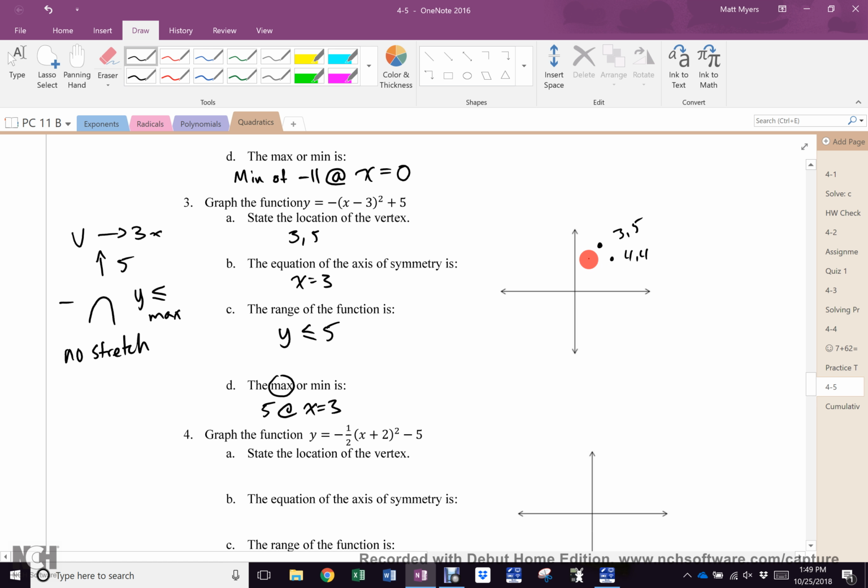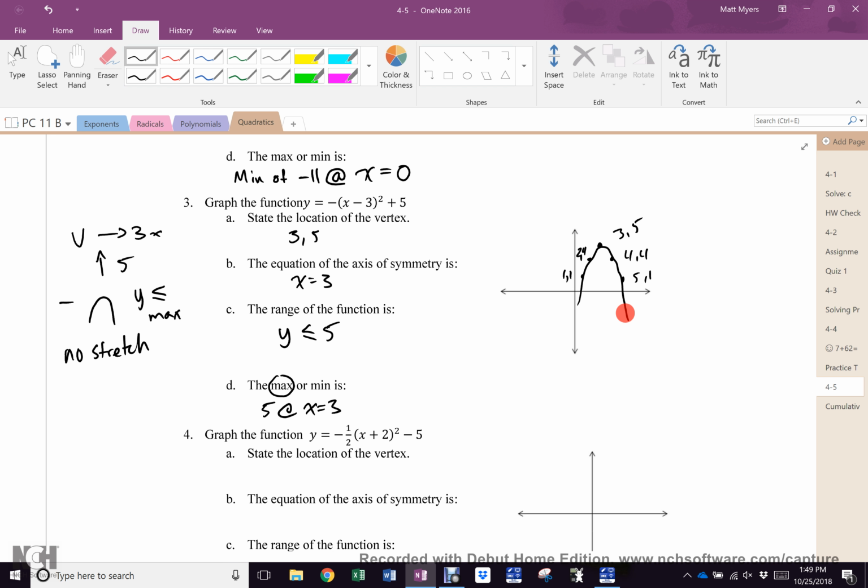What's automatically over here? 2, 4. 2 to the right. Then how far down? 4. So that's going to be 5, 1. What's automatically over here? Oops, that's 0. Sorry. 1, 1. And that's enough. Everybody cool? Everybody good?